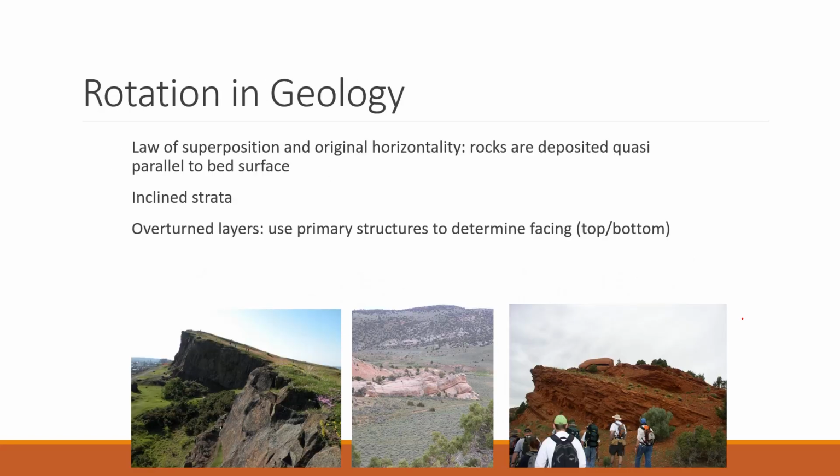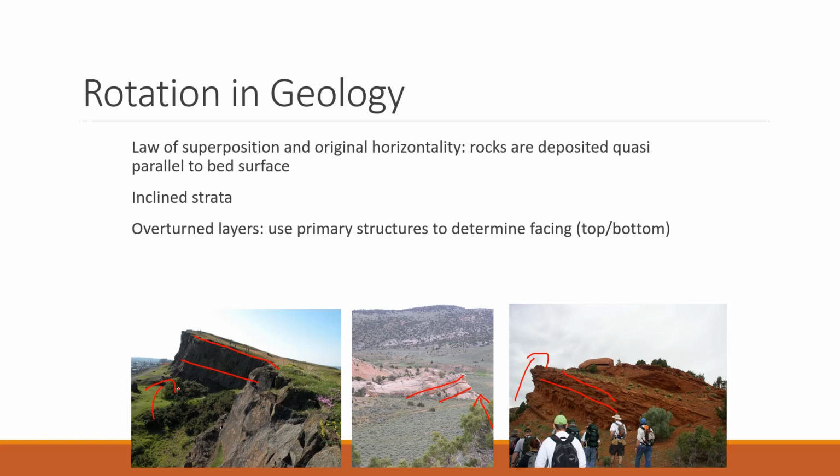So here are some examples of various rocks that have been rotated. The law of superposition and original horizontality tell us that rocks are deposited quasi-parallel, almost parallel to the bed surface, so they will follow the ground surface, and the oldest rocks will be on bottom. Whenever we see inclined strata, so things that are tilted, that tells us something has happened. So these sandstones, something has made them go like that. These sandstones, again, something has made them go like that. This is some sort of an igneous rock. Something, again, has made it go like that.